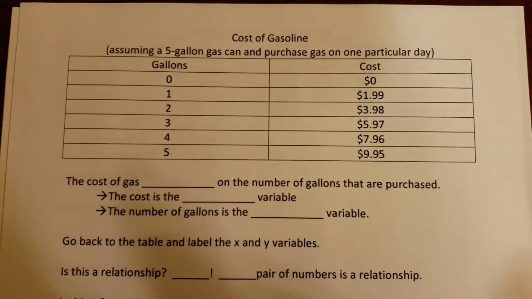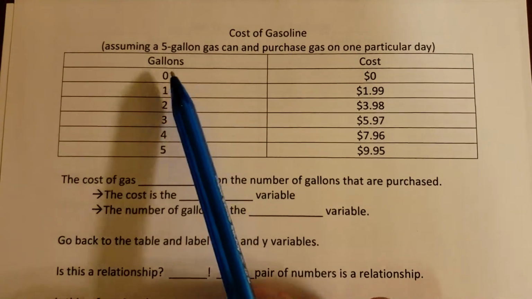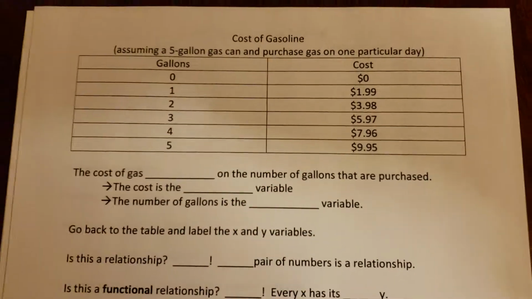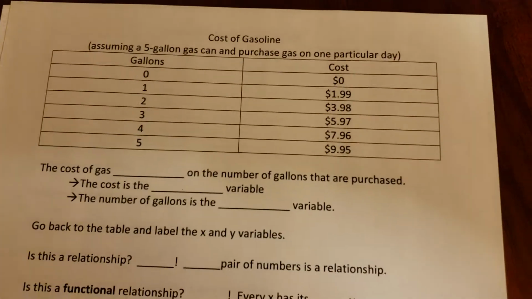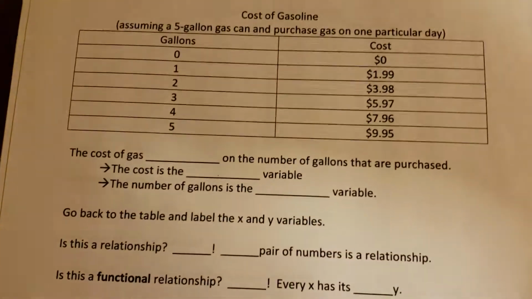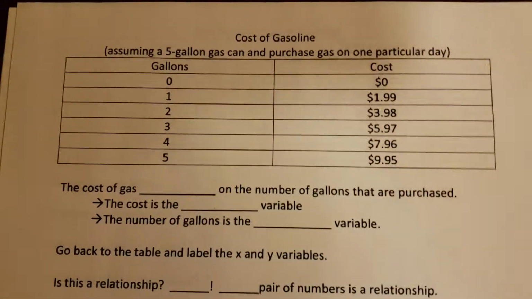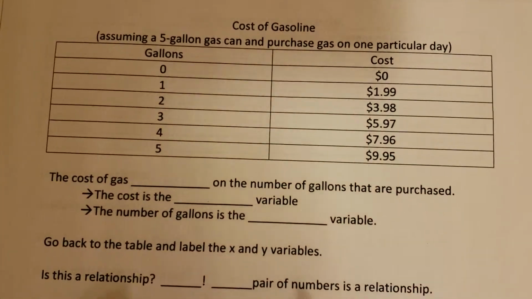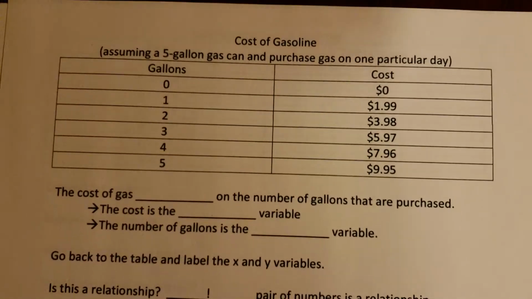Now I just have to put a disclaimer on here. We're going to assume that I have a 5-gallon gas can. Let's say that I'm mowing my yard. That's wishful thinking because there's snow in my yard right now. And this is assuming on a particular day. We know that the cost of gas fluctuates. I just know someone's going to split hairs on me later, so I'm just going to put that disclaimer in there.